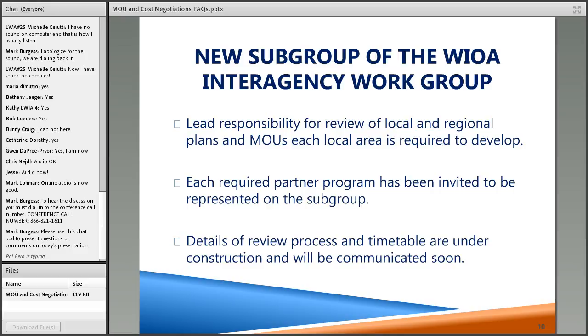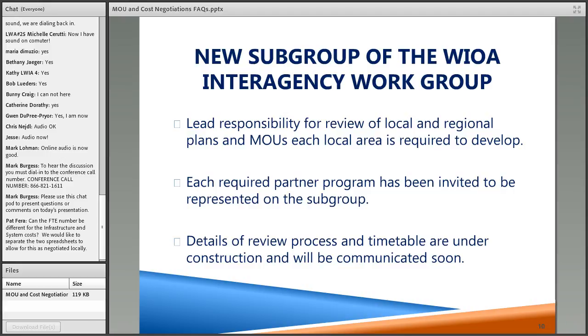The first thing to know is that there's been a new working subgroup of the state WIOA interagency work group developed that will have the responsibility for reviewing regional plans, local plans, and MOUs. This new working subgroup will have the lead responsibility for doing that. The core partners are certainly represented on that subgroup, and each other required partner has been invited to identify someone to work on this group.